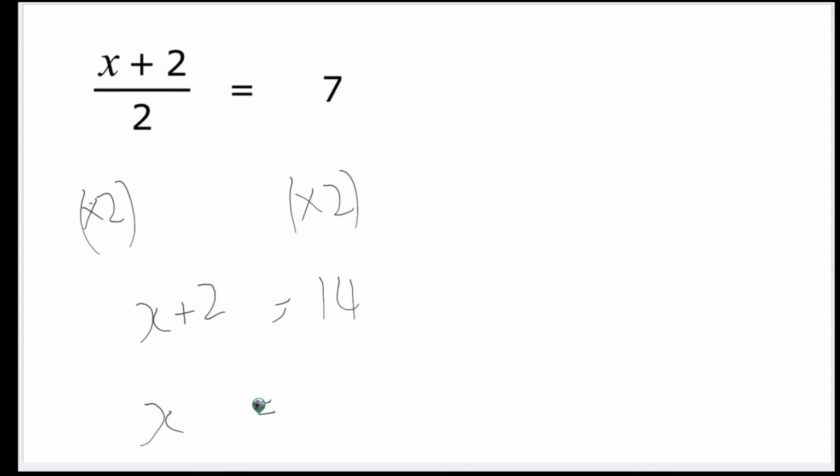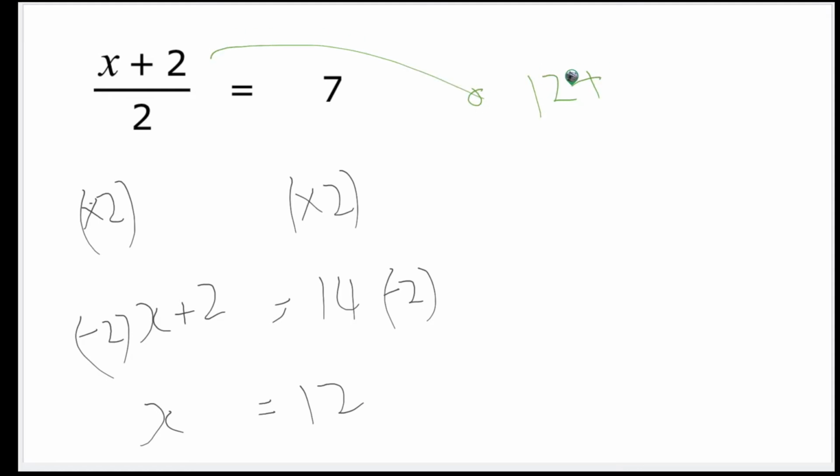Okay, and then to finish that, we've got plus 2 on the left. I want to get x on this line, so I'm minus 2 on both sides. Minus 2. X equals 12. A good thing to do, I'm using a different color here, is check this. I substitute in 12. So 12 plus 2 over 2, well, that's equal to 14 over 2, which is equal to 7. So we know that this is correct.